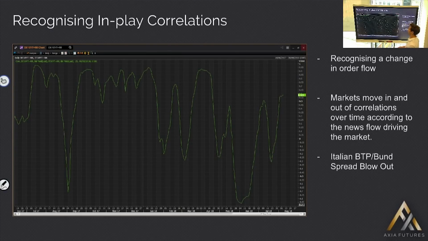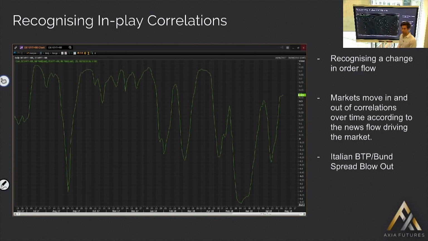Now, the main reason that I'm showing this is to show the fluctuations that you get in the actual correlations between the two products. So when we've had these news comments and news events around the Italy government crisis, you can see that the Bund BTP, as we've spoken about before, is very negatively correlated. But at the end of the day, it's still a fixed income European 10-year product. So for the majority of the time, it's a positive correlation.